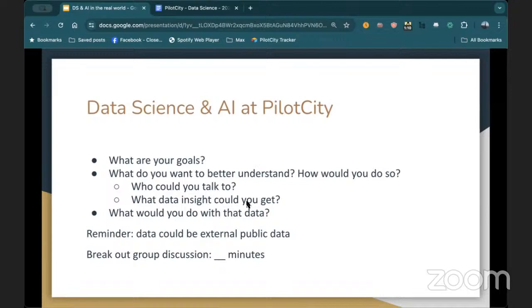Yeah. So I want to get this clear. So the goal is to find out what your goals are. And let's say the current project that you just selected or your most recent project, or an upcoming feature project, but ideally the one that you just set up. And what do you want to better understand? How would you do so? So you're basically prompting yourself with these questions.